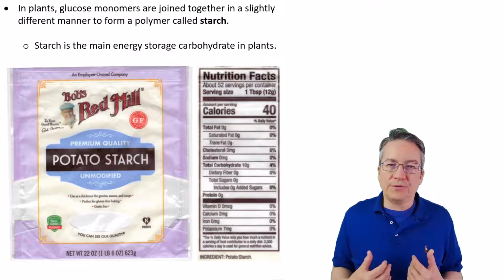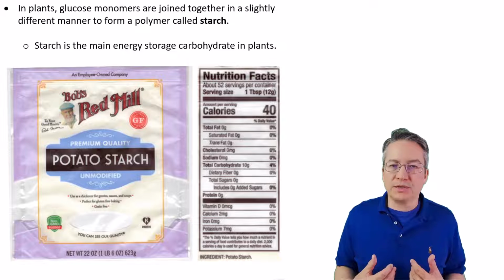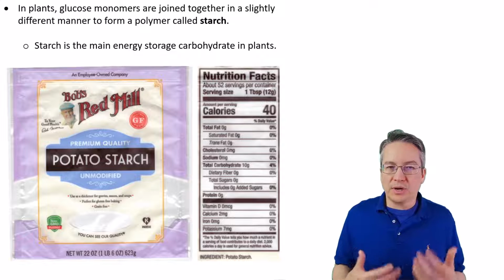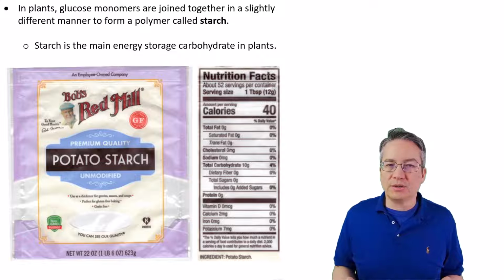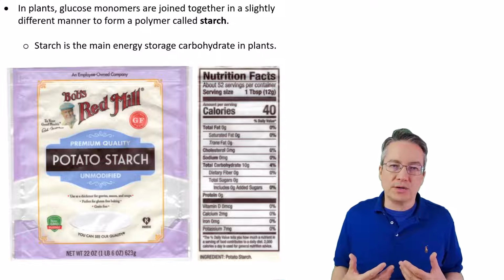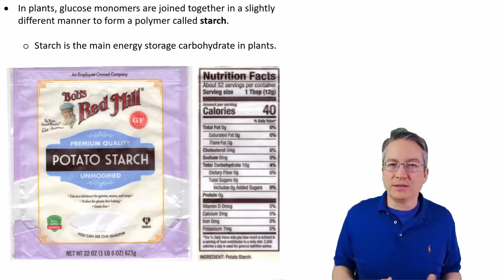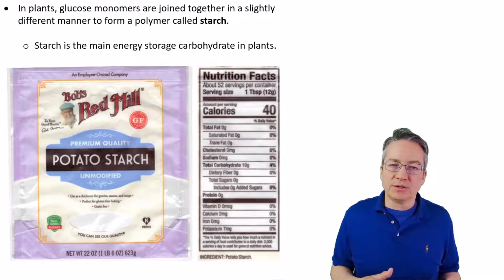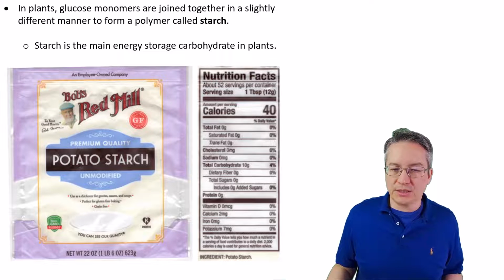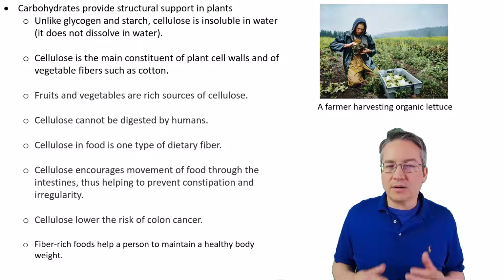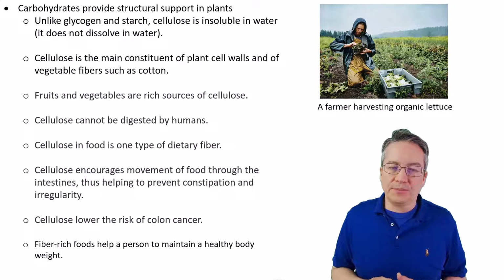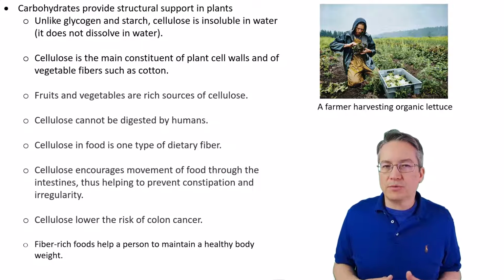If you were to eat some potato starch, you'll have a process of digestion in which you break the starch down into glucose. You're then able to absorb the glucose across the wall of the small intestine. It then ends up in your blood, and it's converted into glycogen within your muscle cells and also within your liver cells, as I just discussed. Now, carbohydrates aren't just used for energy. Carbohydrates also provide structural support in plants.